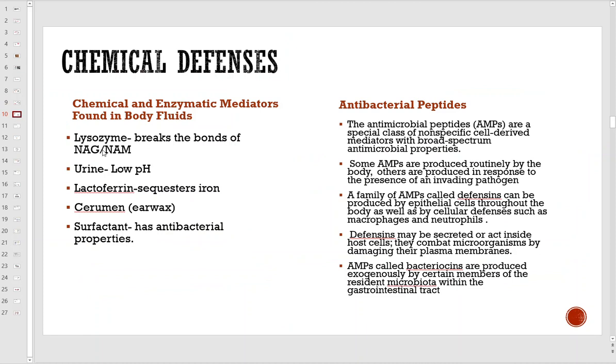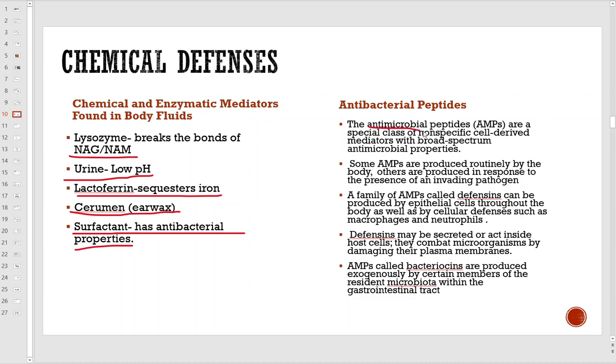Okay, chemical defense: lysozyme breaks NAG/NAM. Urine also has a low pH, which means it's acidic. Lactoferrin sequesters iron. Bacteria need iron in order to thrive, and we tend to hoard that iron in order to keep it away from them. Cerumen, earwax in our ears, is to entrap bad guys or small insects, whatever can get in there. The surfactant in the lungs has some antibacterial properties.